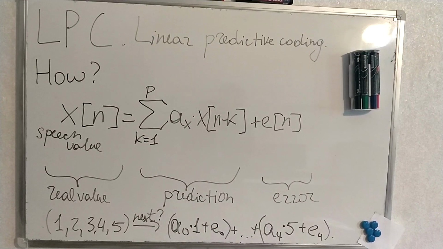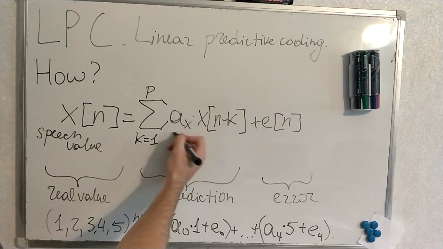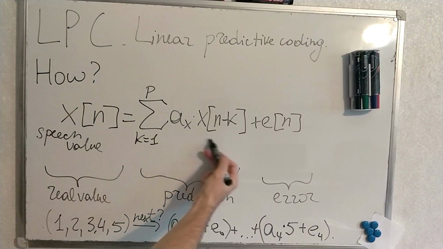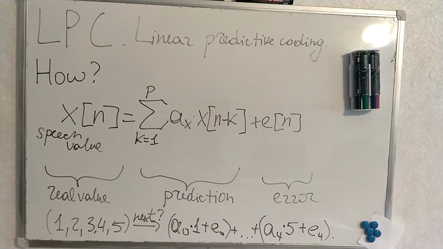If we transmit 10 samples, the 11th can be approximated as a linear combination of past samples, for example, 10. And here there is a formula. This is for the prediction part, this is for the error part. It's a linear combination: a multiplication of prediction coefficients by some values plus error. Now we can reproduce the real value.